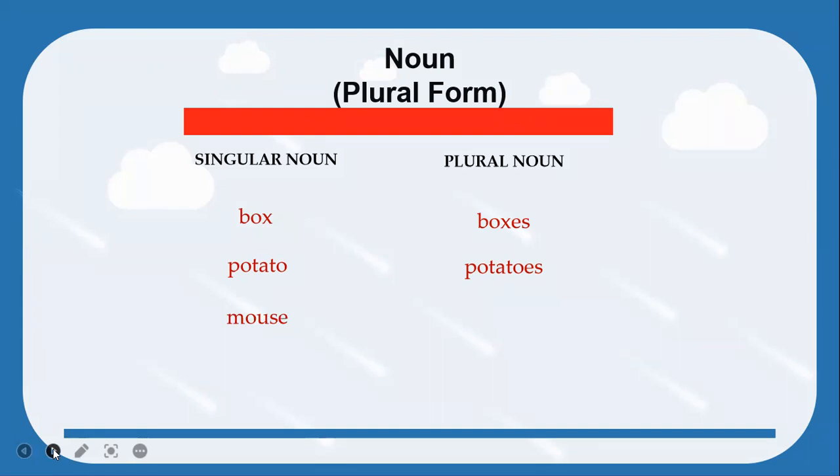Okay. Mouse. Yeah, mouse. Do you know the plural noun of mouse? Very close. One more time, please. Mice. Okay, mice, please spell. I don't know. Okay, but mice is correct. The spelling for mice. M-E-C-E. Very close again.